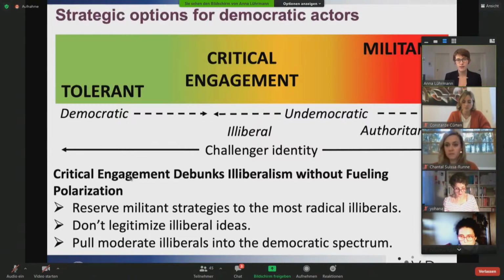We need critical engagement that debunks illiberalism. That's why I also started relatively long with a theoretical foundation. We need to find a narrative, a good story, for how we can debunk it. And then we shouldn't fuel polarization at the same time. We should be careful not to legitimize illiberal ideas by just listening to them, by treating them like any other policy idea that we're thinking about.